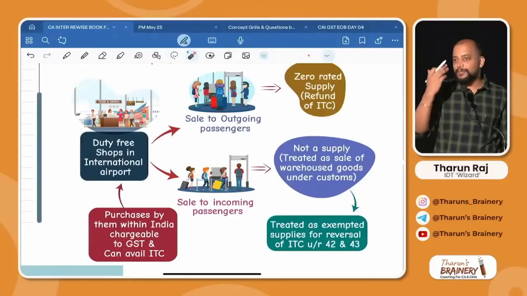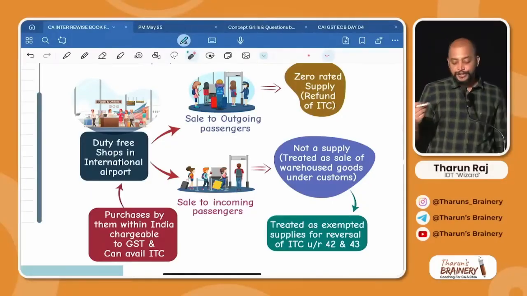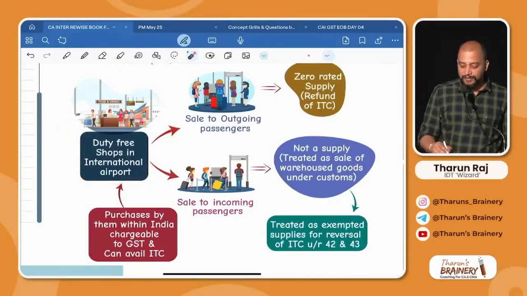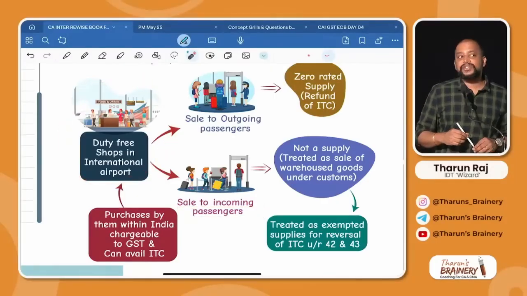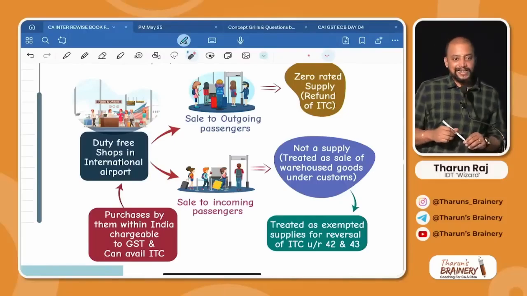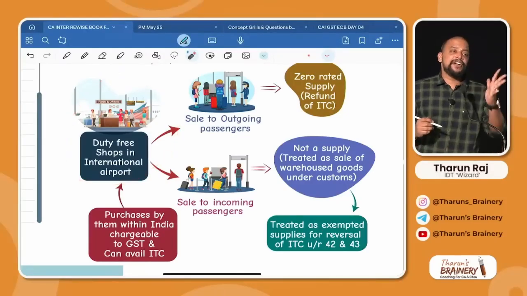No one will bring gifts from there, so they will buy here in the duty free shop. That's where duty free shops will be making sales to incoming passengers. Okay. And whether it is treated as supply or not treated as supply? Not a supply. Why not a supply? This duty free shop is like a warehouse only.